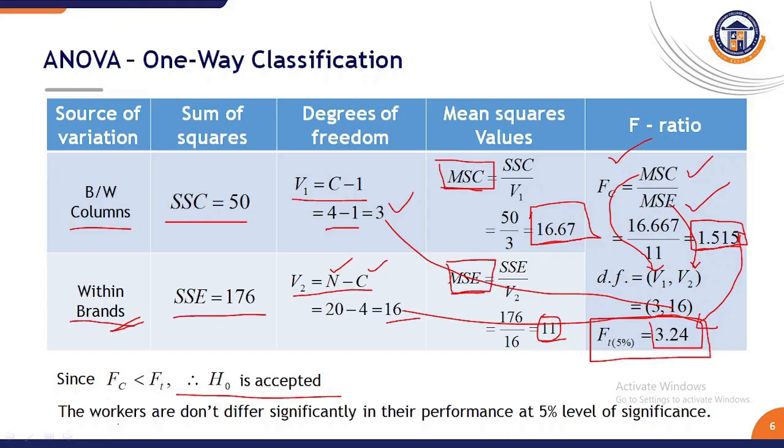That means the workers do not differ significantly in their performance at 5% level. All the workers performed at an equal level. So this result is accepted. That means our null hypothesis is accepted. So this is the procedure for checking the equality of more than two groups by using analysis of variance in one-way classification.